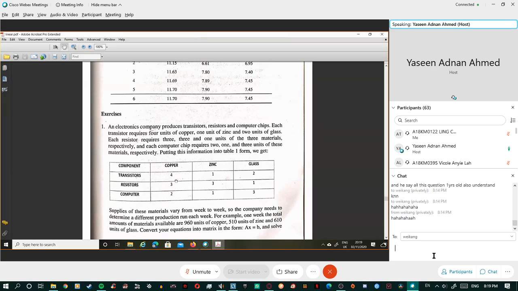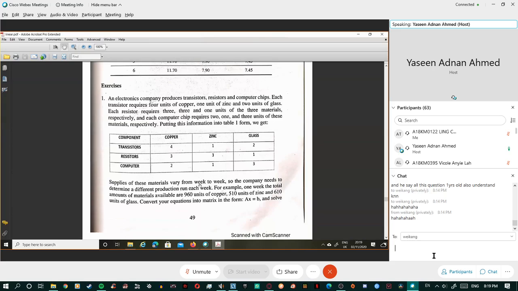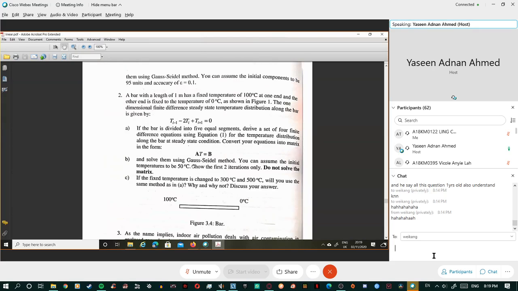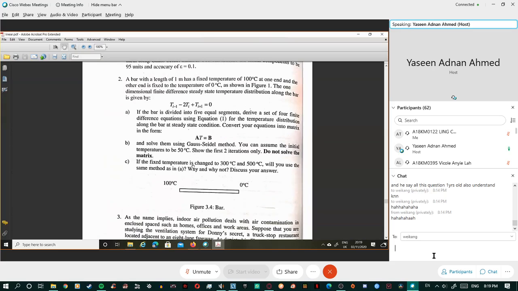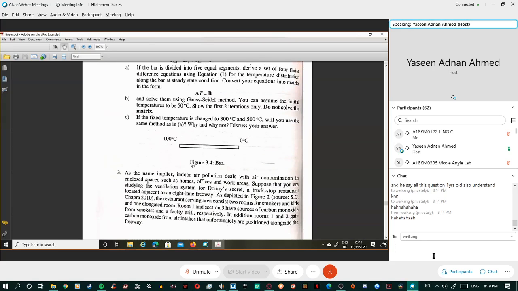So they want to make something, and that is some percentage of copper, some percentage of zinc, some percentage of glass. So for an example, transistor will be 4x1 plus x2 plus 2x3, something like that. Try to find out the relationship. It is already given in the exercise, and the values are given, so you have to relate and create 3 equations. This is the same. You have to spend some time for these things.